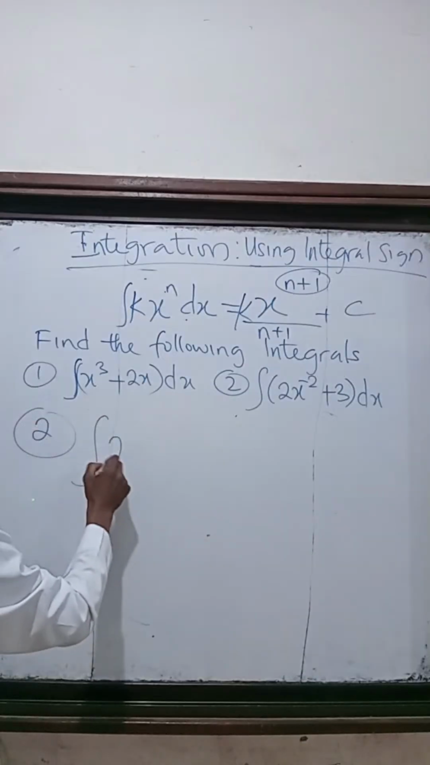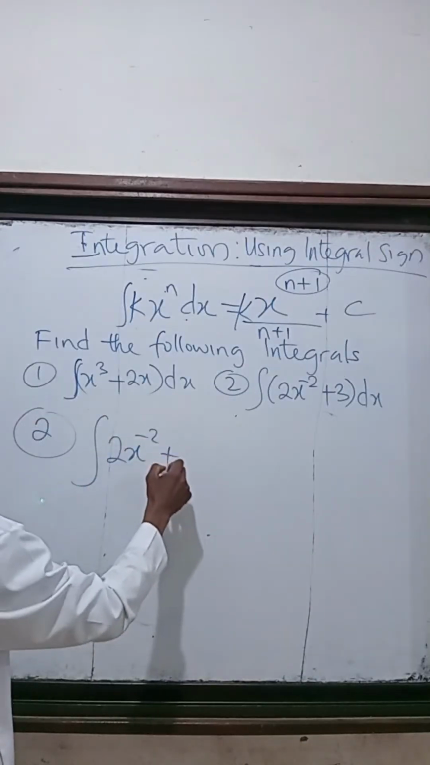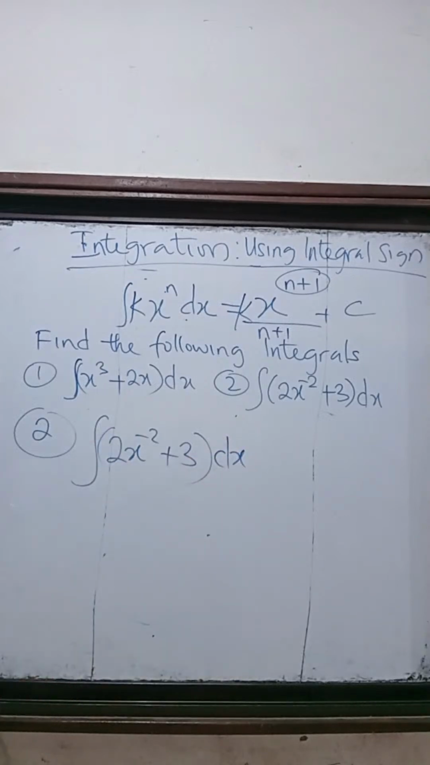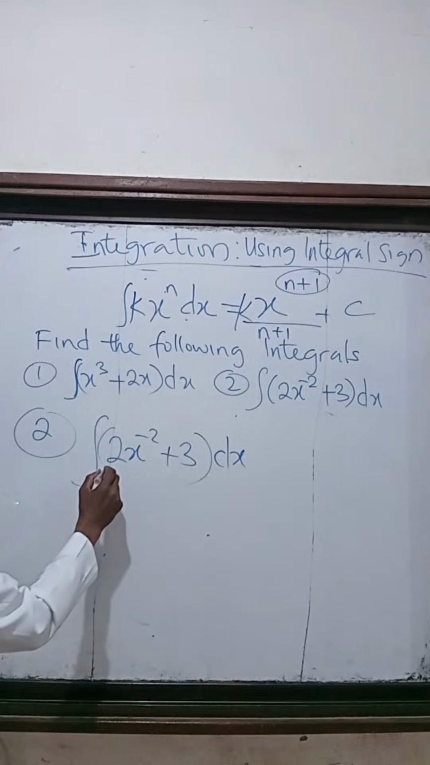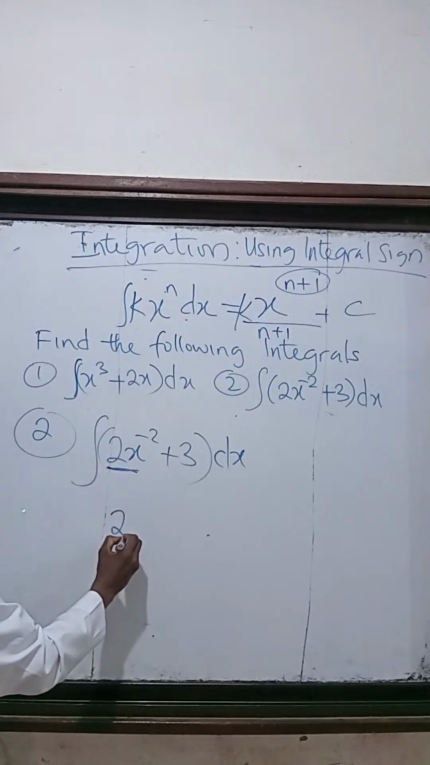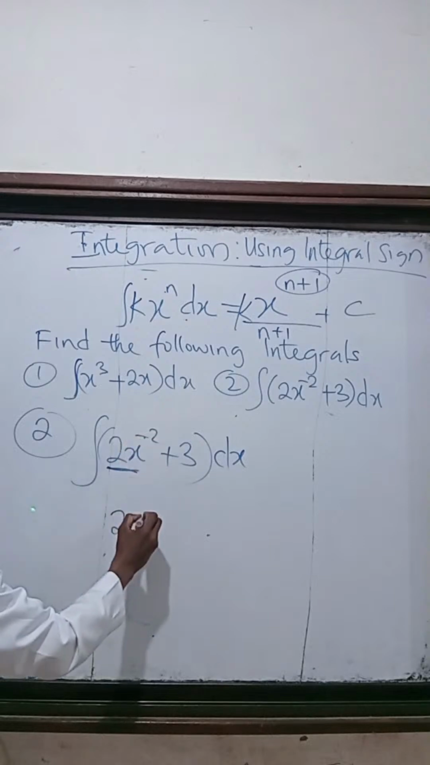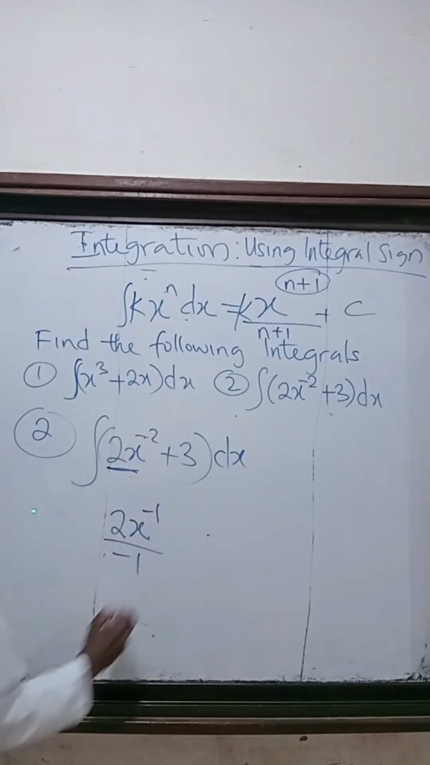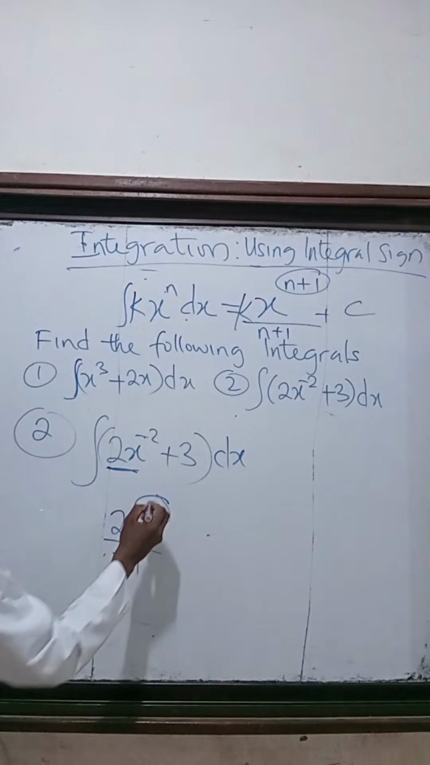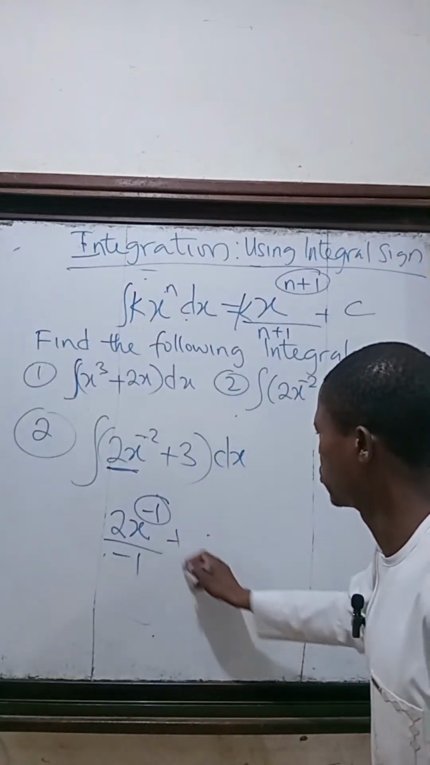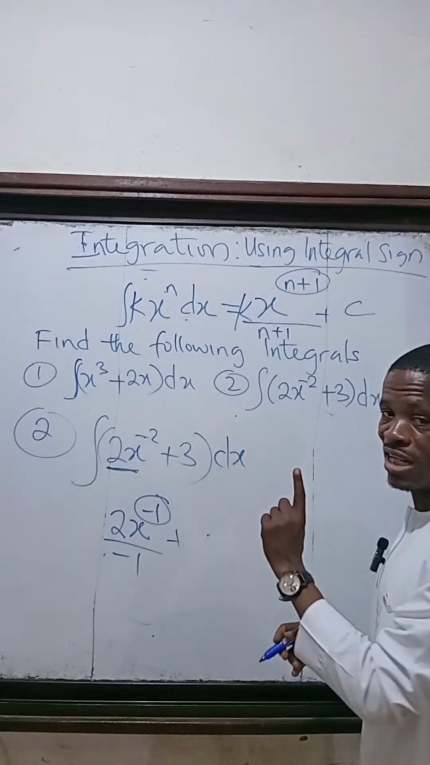Integral of 2x to the power minus 2 plus 3 dx. So this one will be what? The integral of this one will be equal to 2x to the power minus 2 plus 1, that's minus 1, over minus 1. Whatever you have here, you have to divide by that power. Plus this one, I want to buttress that.